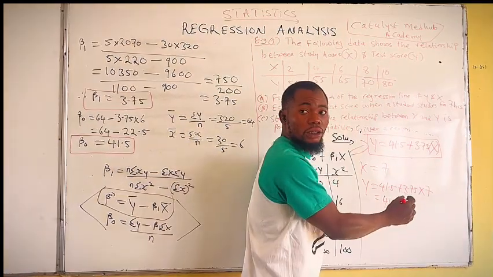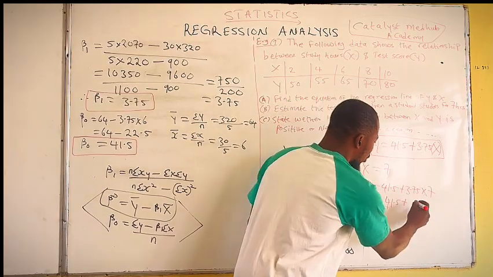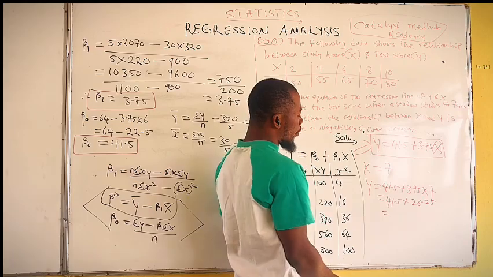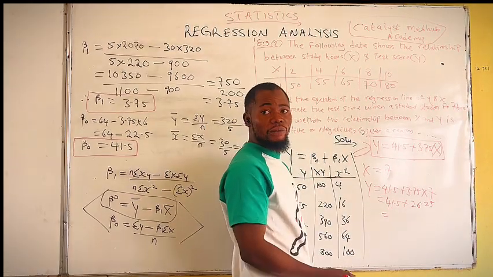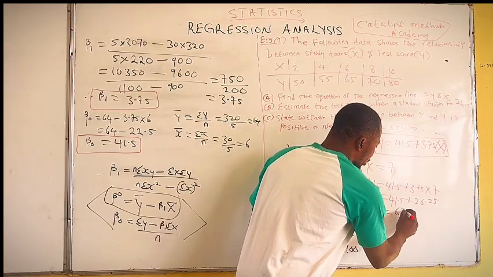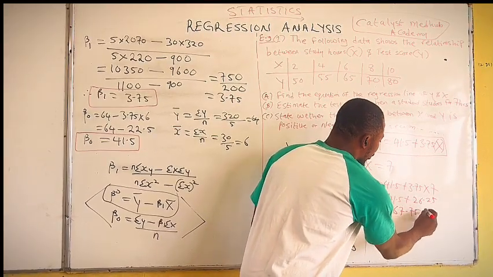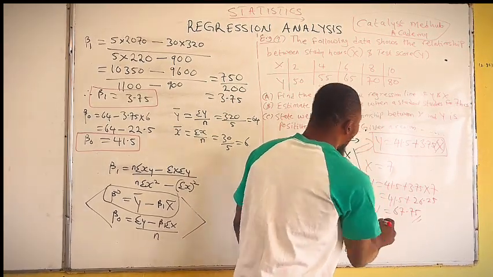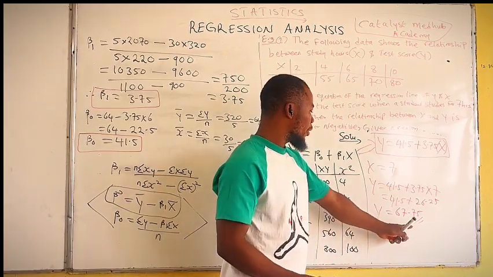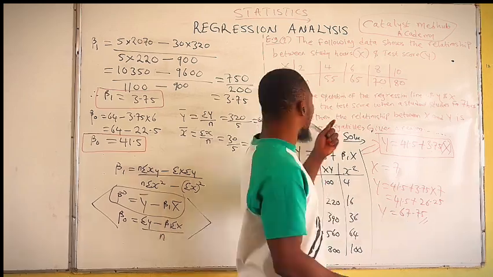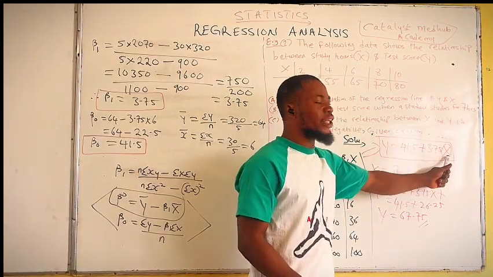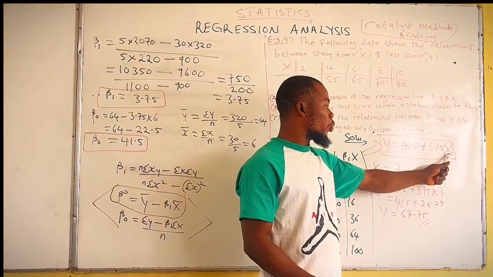That gives us 26.25. So 41.5 plus 26.25 will give us 67.75. This is the test score when the student studies for 7 hours. They can even say that study for 8 hours. Any hour they mention here will be the value of the x that you substitute with.